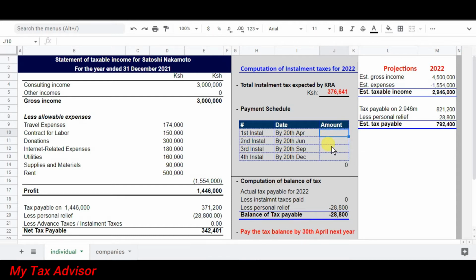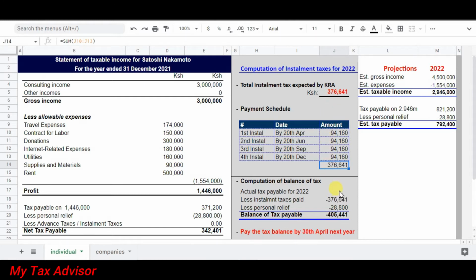Remember, it is paid in 4 equal installments of 25% of this. And the first installment, which is 20th April, KRA expects us to send 94,000. Then the second installment, on June 20th, they expect that, and by the end of the year they expect us to have paid a total of 376,000, which is exactly this one here.